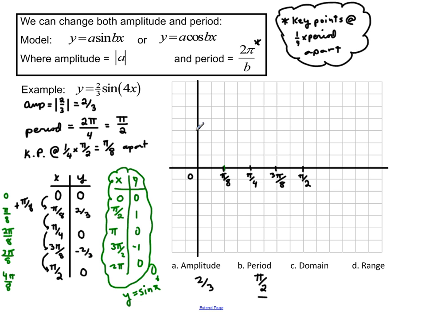We're going to go as high as 2/3 and as low as negative 2/3. So when we graph our function, we're going to say 0, 0, pi over 8, 2/3, pi over 4, 0, 3 pi over 8, negative 2/3, pi over 2, back to 0. So here's one cycle of that function, more or less.